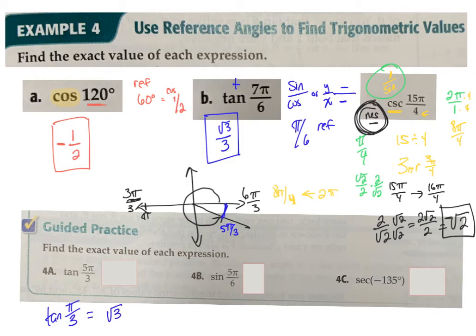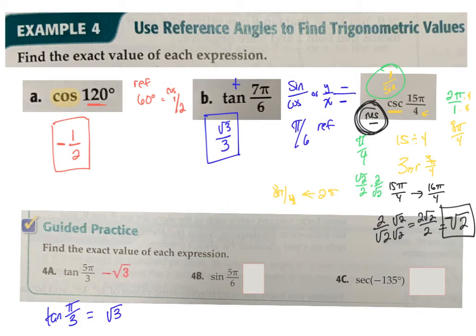In the fourth quadrant, is your tangent positive or negative? It's negative. Because it's y over x, right? Which is negative over positive. So this guy right here is going to be negative square root of 3. Okay? Let's look at the next one.